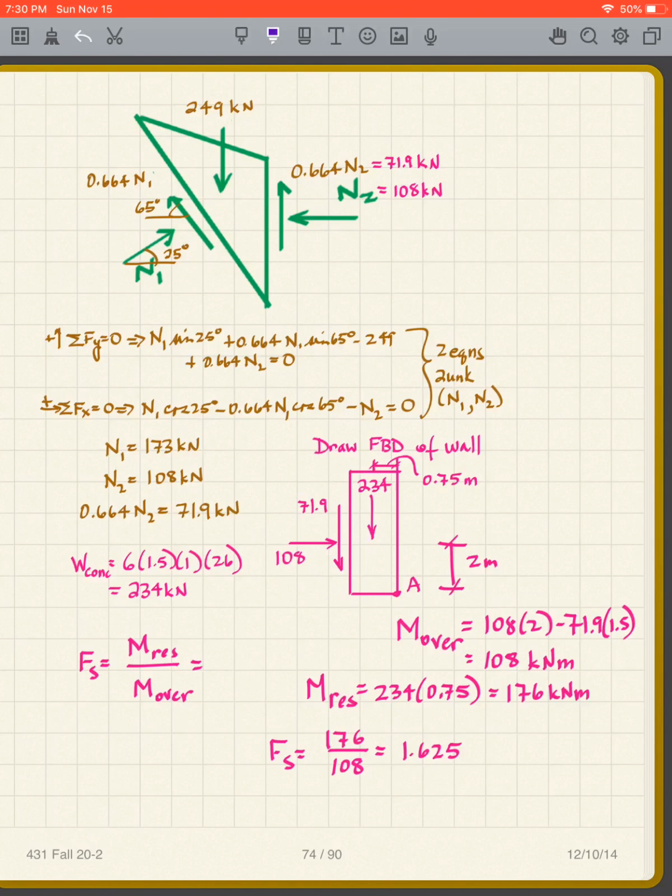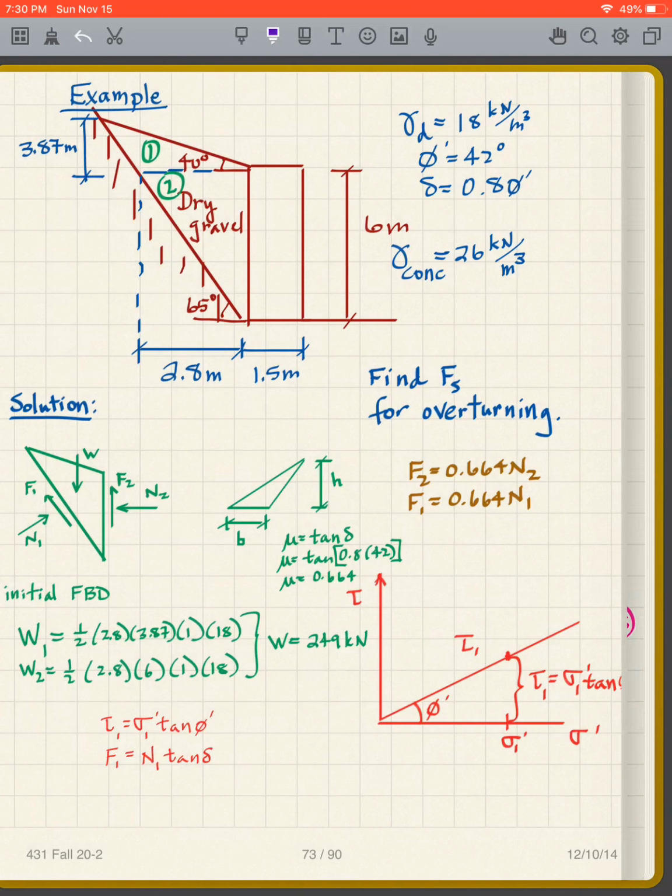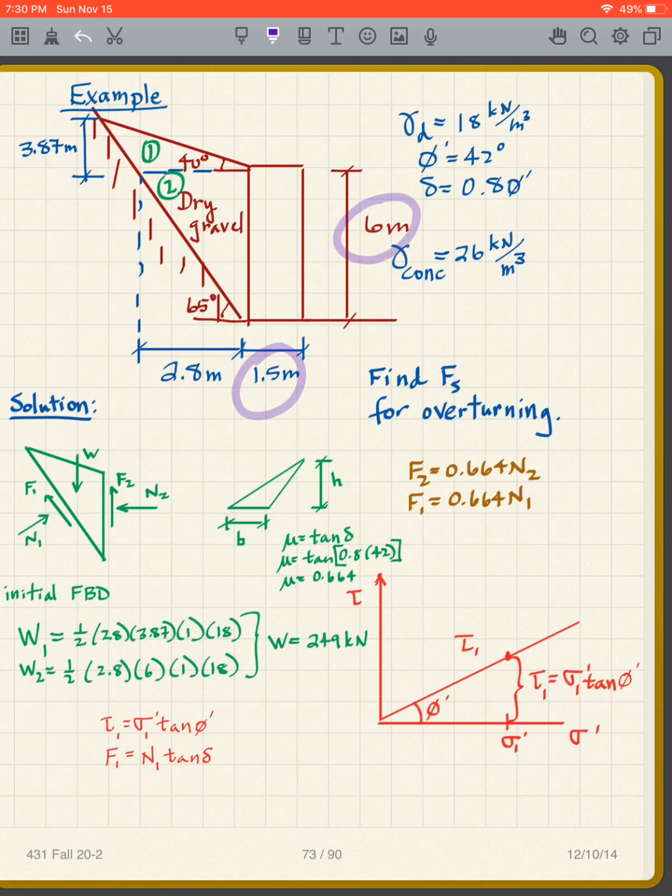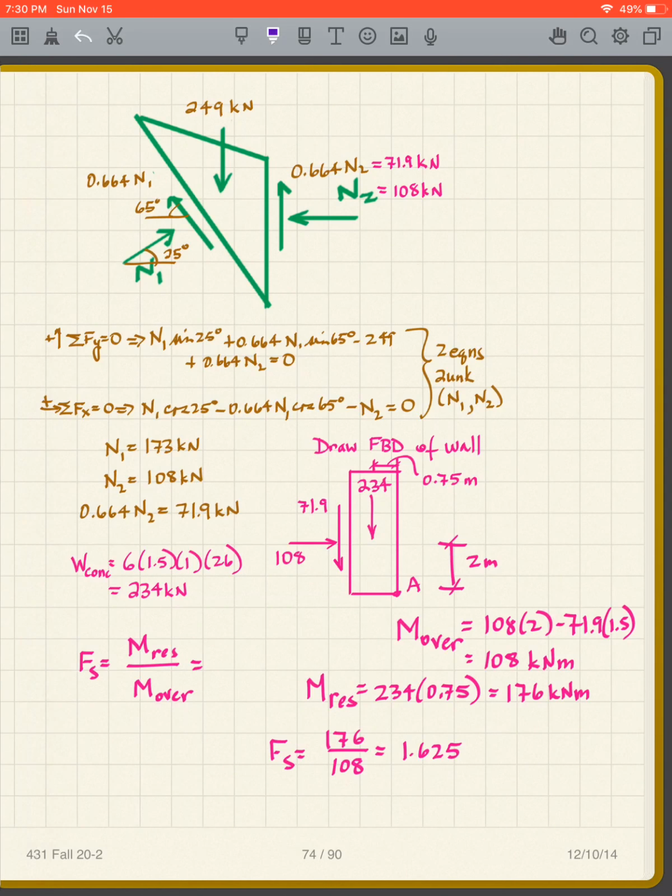The weight of the wall we have to compute. We have these dimensions for the wall, 6 times 1.5, because it's a rectangle. So the weight of the wall is 6 times 1.5 times 1 perpendicular to the paper, times 26 kilonewtons per cubic meter for the concrete. I get the weight of the wall is 234 kilonewtons, so I put that on there.